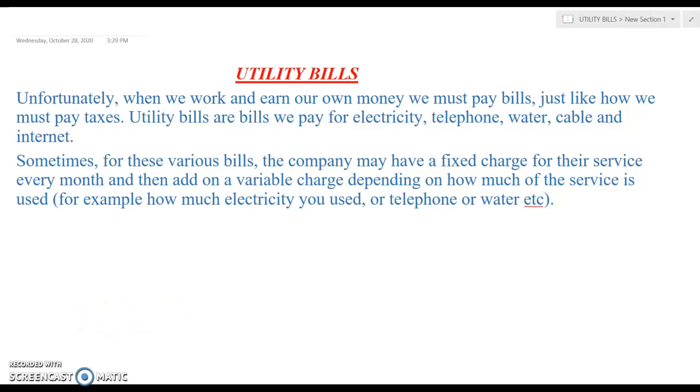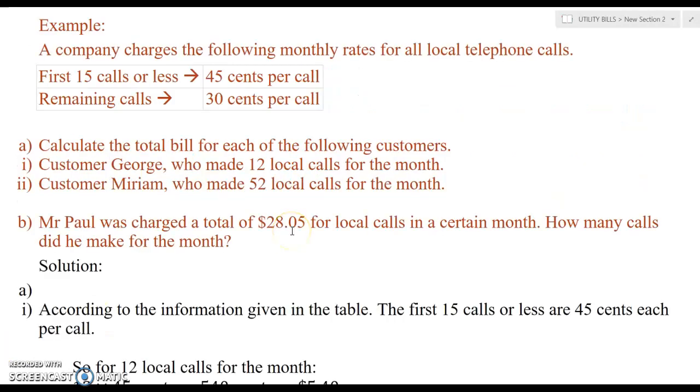So we're going to look at some questions now. A company charges the following monthly rates for all local telephone calls. For the first 15 calls or less, meaning if you make 14, 13, once it's 15 or less calls, it's 45 cents per call. And then the remaining calls, so if you make anything above 15, the remaining calls is 30 cents per call. So part A, we want to calculate the total bill for each of the following customers.